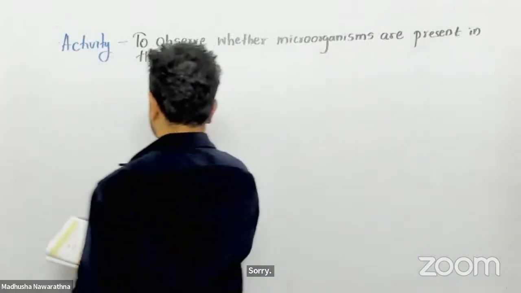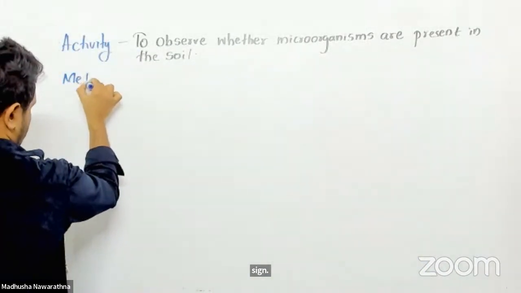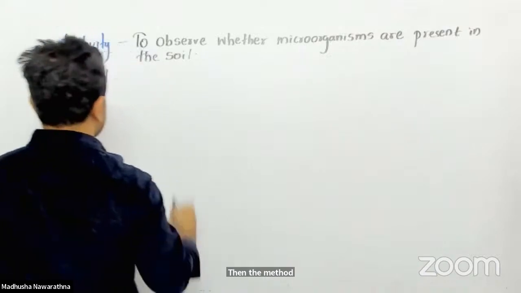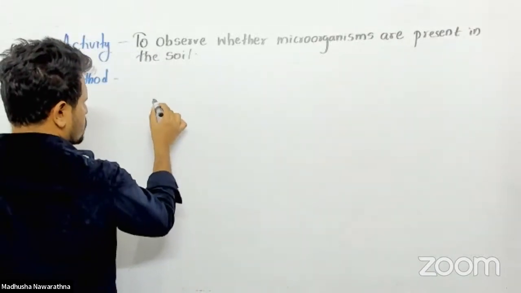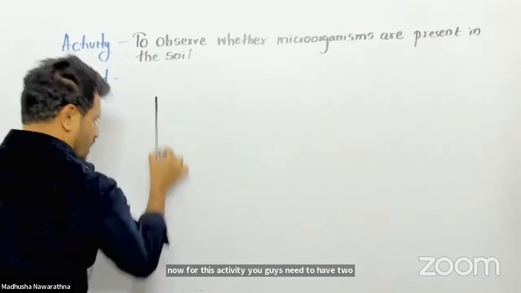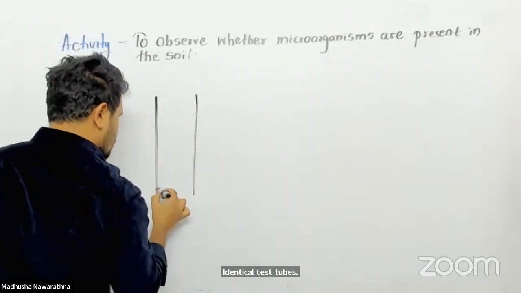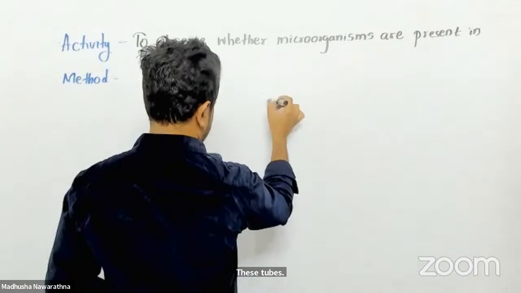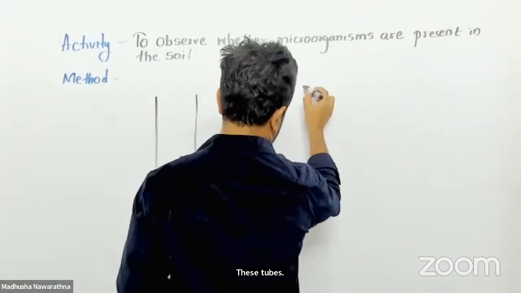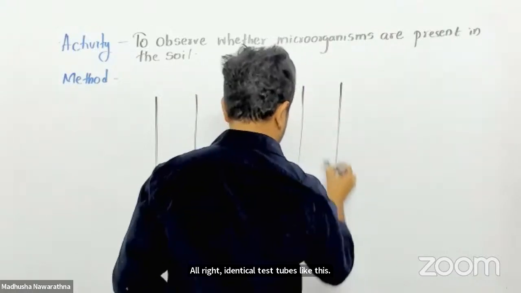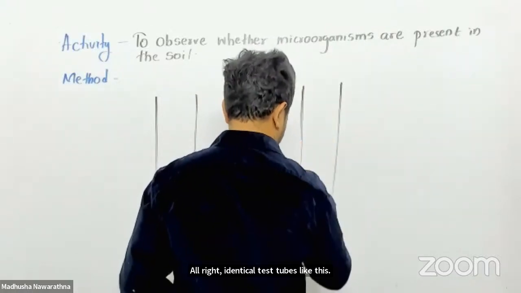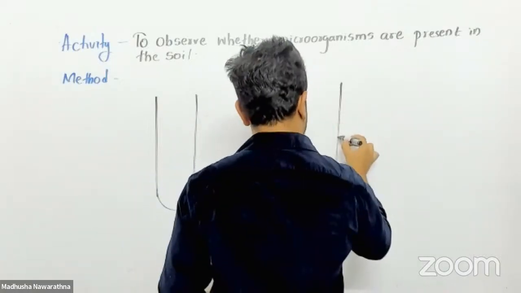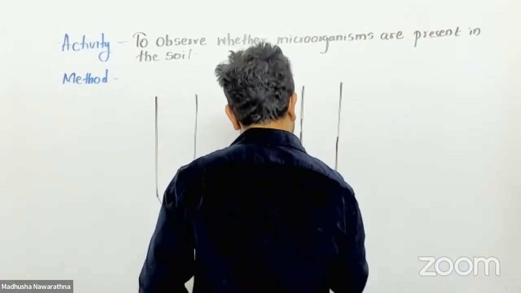Then the method. As usual, we'll draw the method. Now for this activity you guys need to have two identical test tubes. Identical test tubes like this. Two identical test tubes.